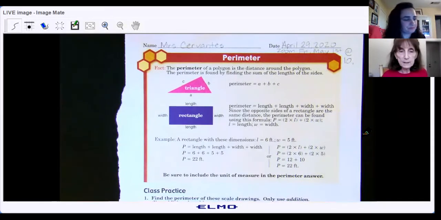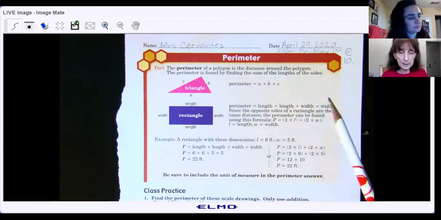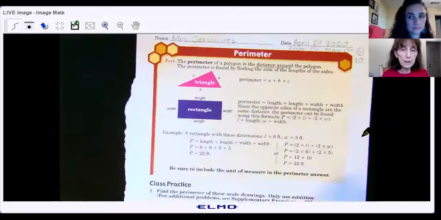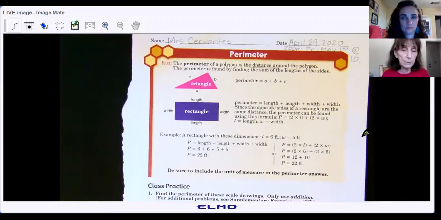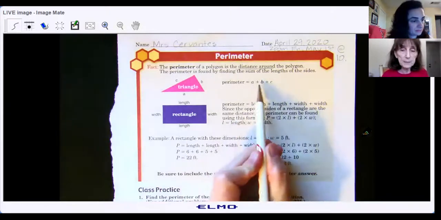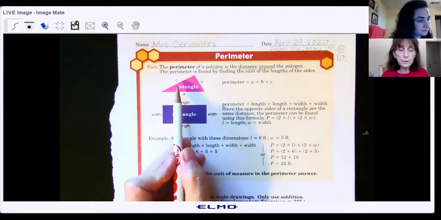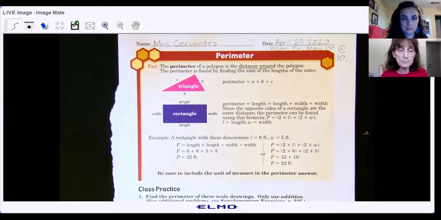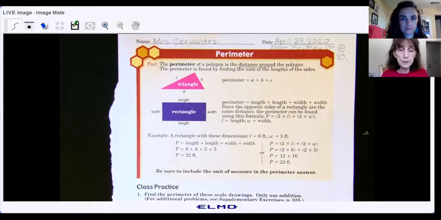All right, the perimeter is the distance around a polygon. A polygon is made up of straight line segments. The perimeter is found by finding the sum of all the lengths of the sides. Okay, let's look at the first one. Perimeter equals A plus B plus C. They didn't tell you what it was, they just said that's the perimeter, A plus B plus C. So if they put numbers in there, then you would add all 3 sides together, and that would be the perimeter. The length around, the distance around a polygon or a shape.